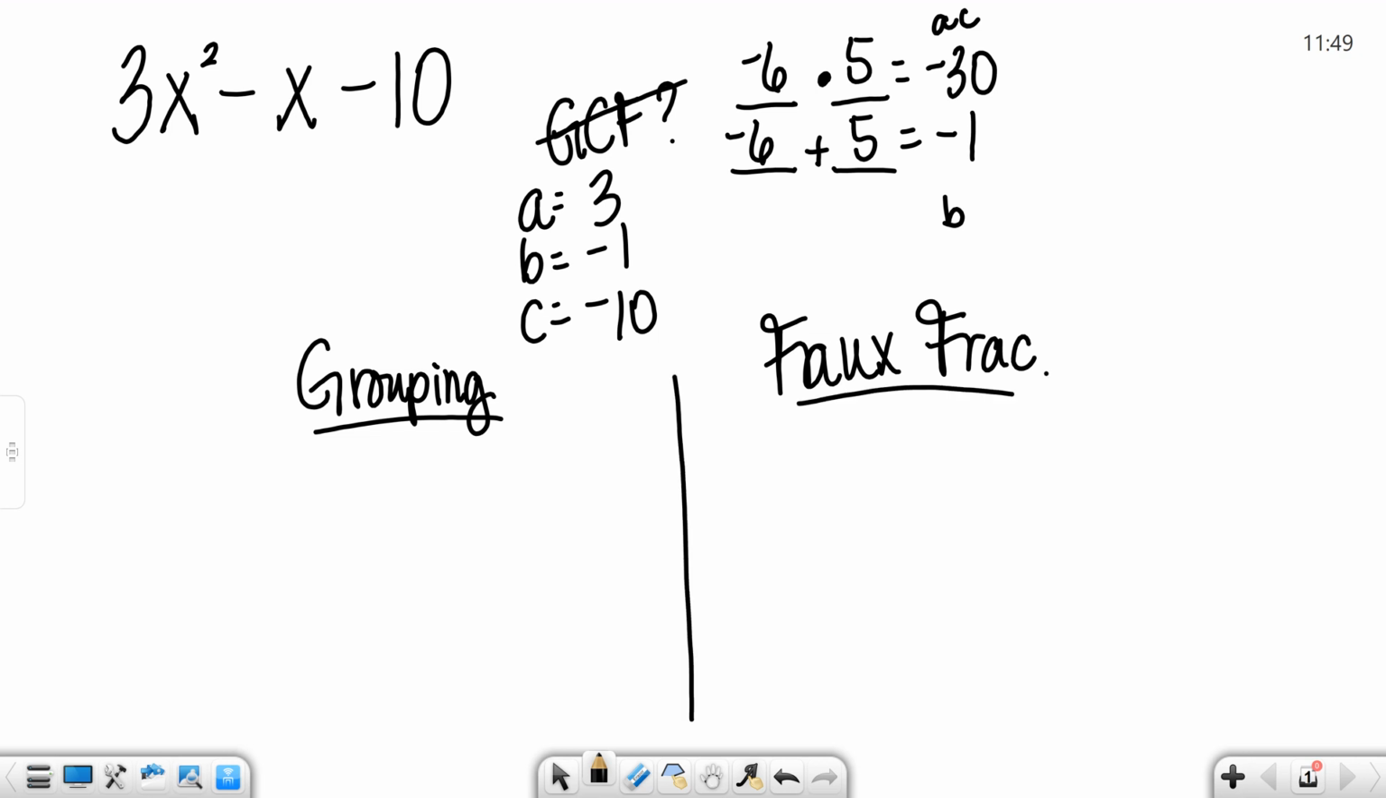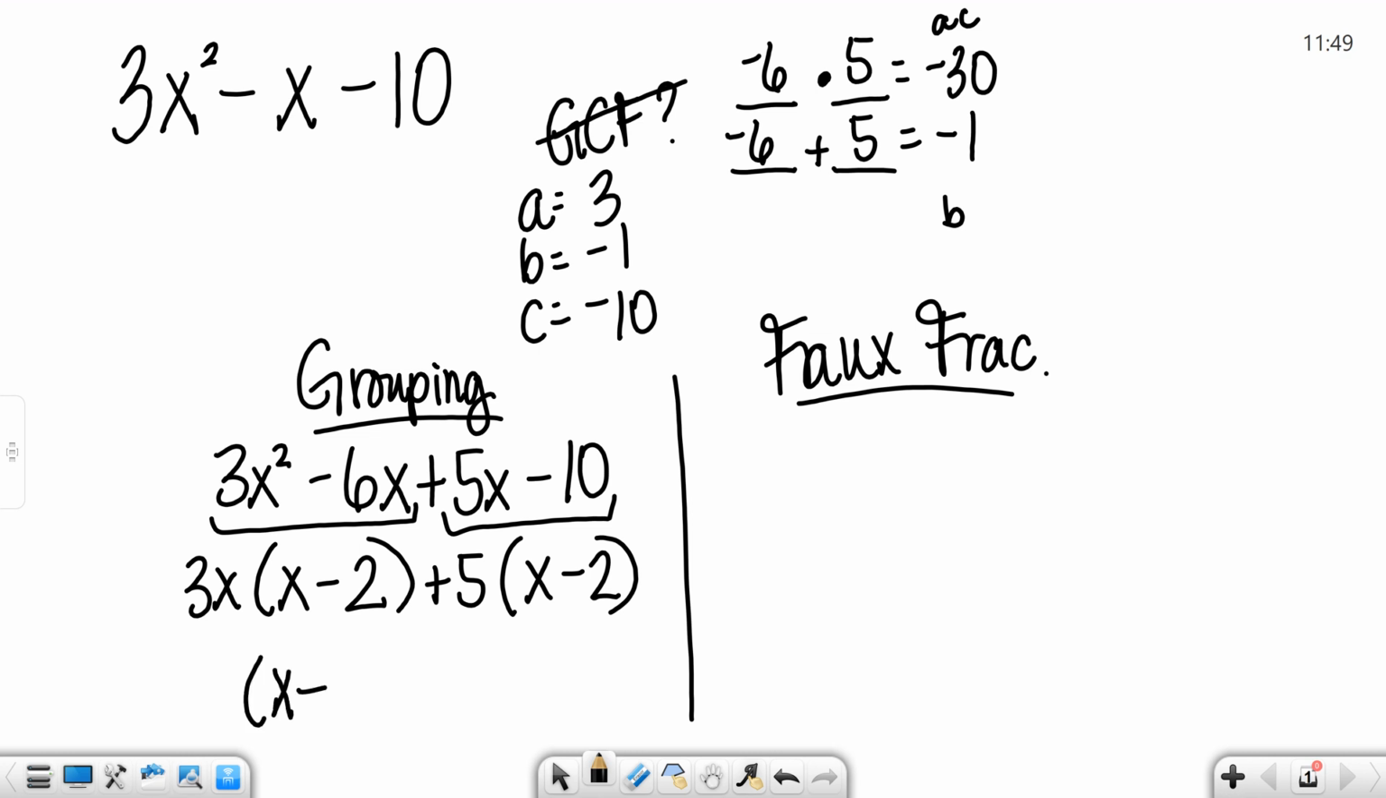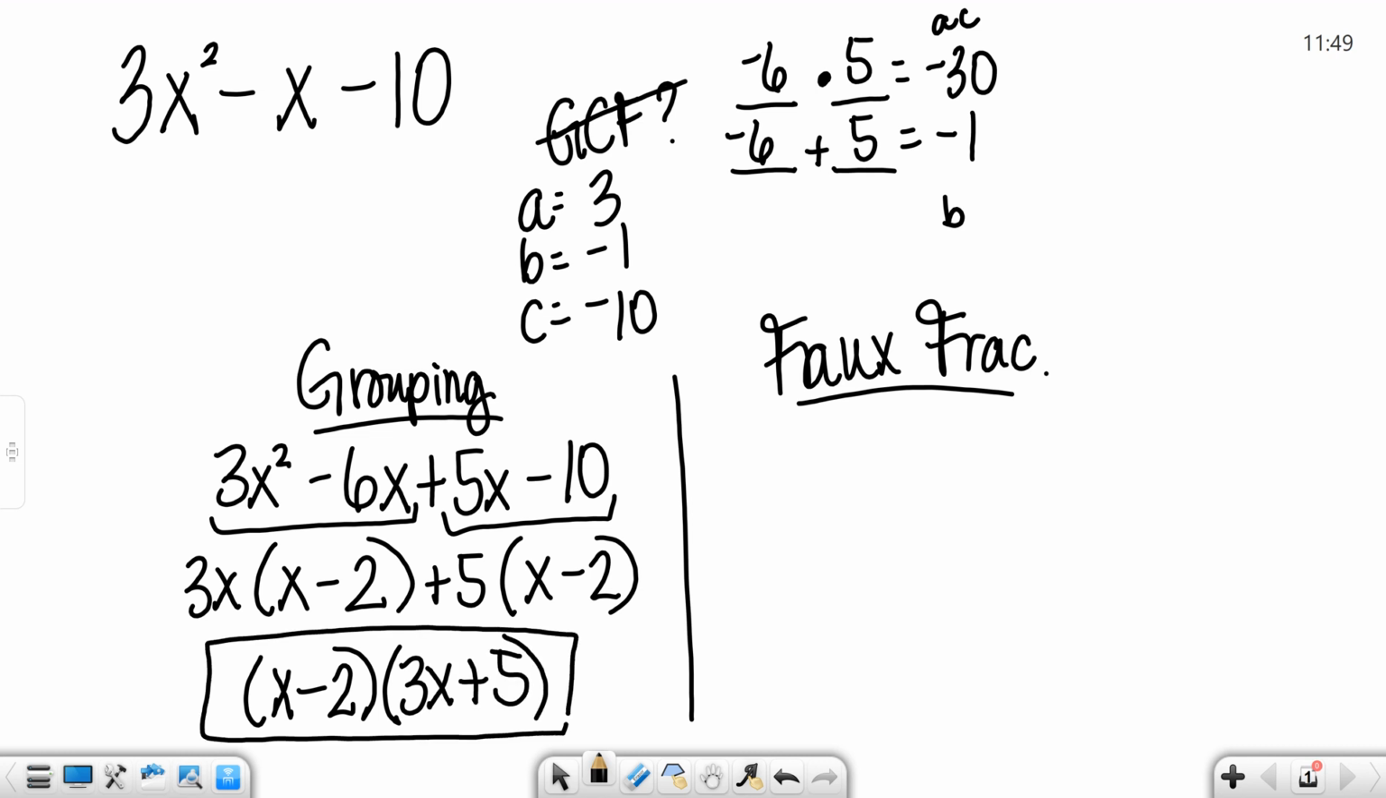All right, grouping. First term comes down. Second term gets replaced with the two that I found, including x. And the last term comes down. So now when I group the first two, they have a 3x in common. When I factor that out, I get x minus 2. Second group has a +5 in common. When I factor it out, I get an x minus 2. Now my two groups have an x minus 2 in common. I factor that out, and I'm left with x minus 2 multiplied by 3x plus 5.